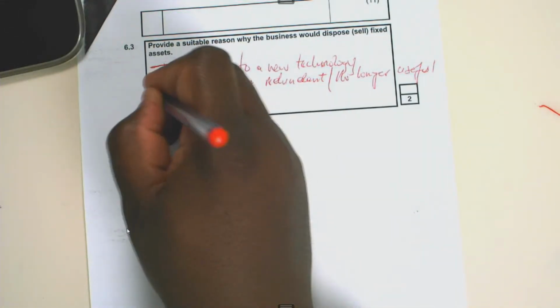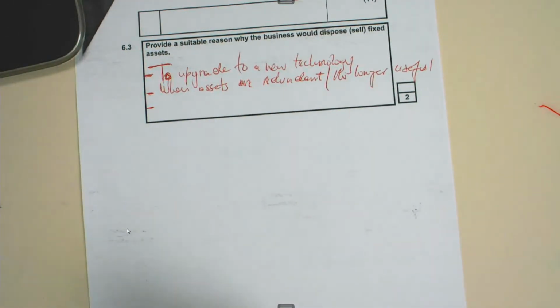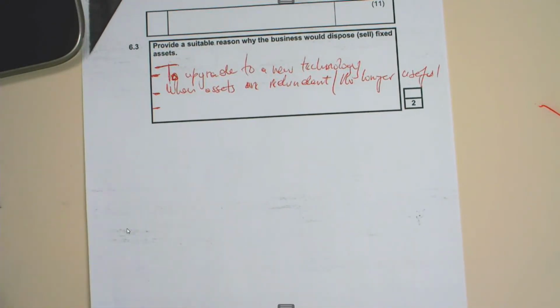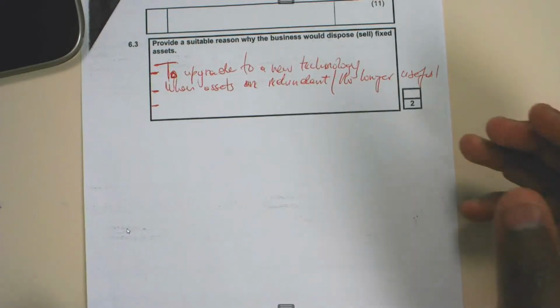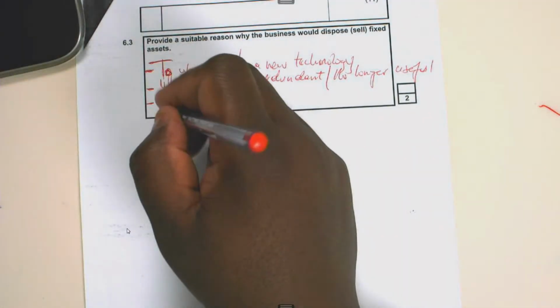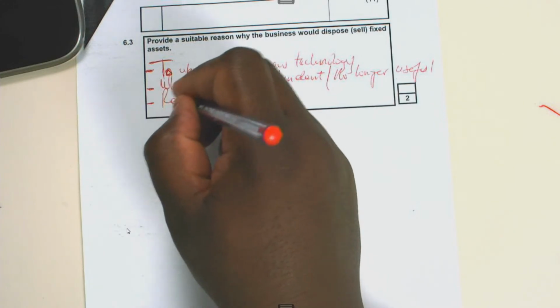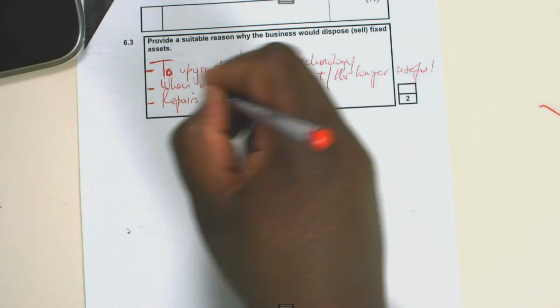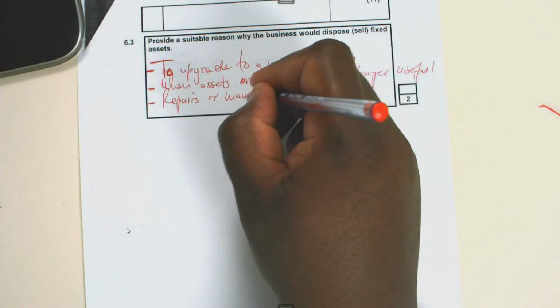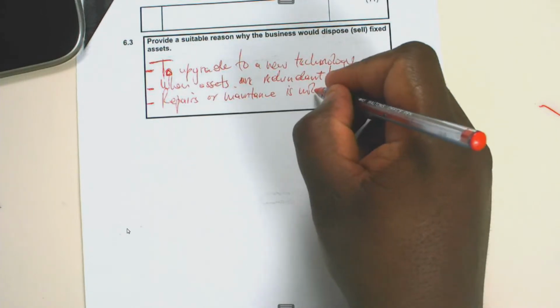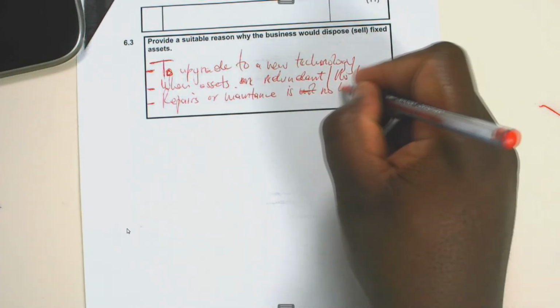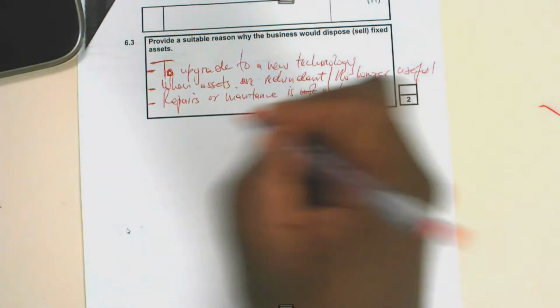A third reason would be when the maintenance or the service of these particular assets is no longer economical. That would be another reason why the business would sell their assets: when repairs or maintenance is no longer economical.